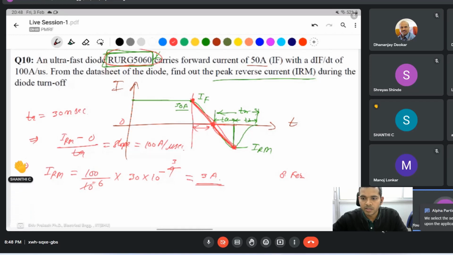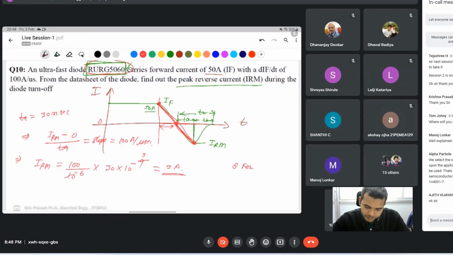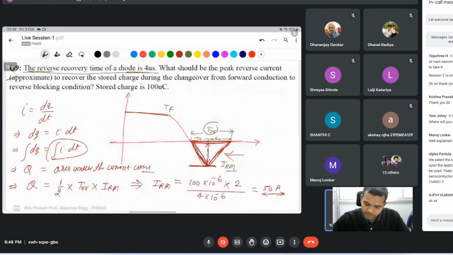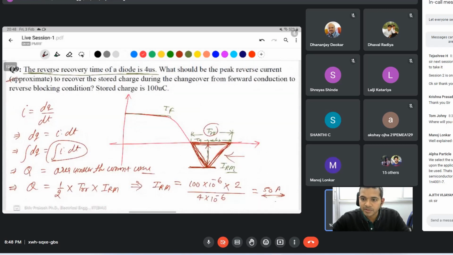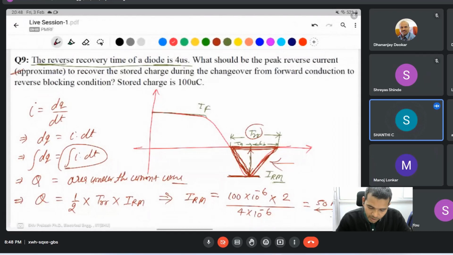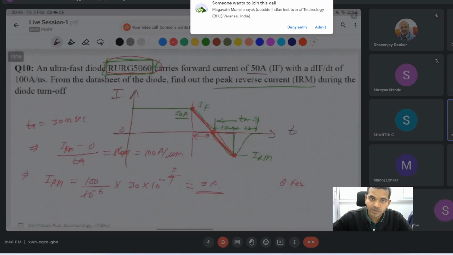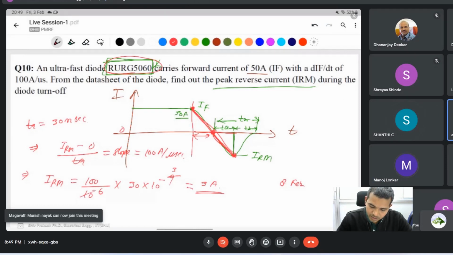Sir, please repeat the question number 9. This one. What is the doubt? Oh, sorry. Question number 10. Yeah, this one. What is the doubt? Sir, actually, we have taken some data from the data sheet of the diode.